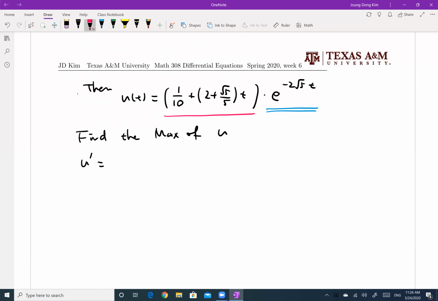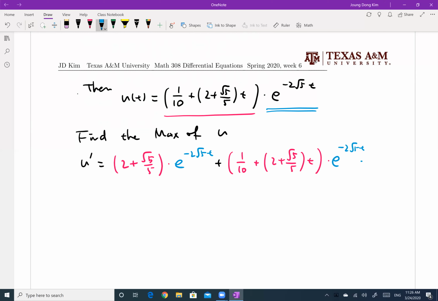So first of all, let's look at the second. The second one is 2 plus second function times e to the minus 2√5 t plus the first function 1 over 10 plus 2 plus t times second function prime, e to the minus 2√5 t, and don't forget the chain rule. Okay, and we're going to set that equal to 0. Okay, let me write that outside.